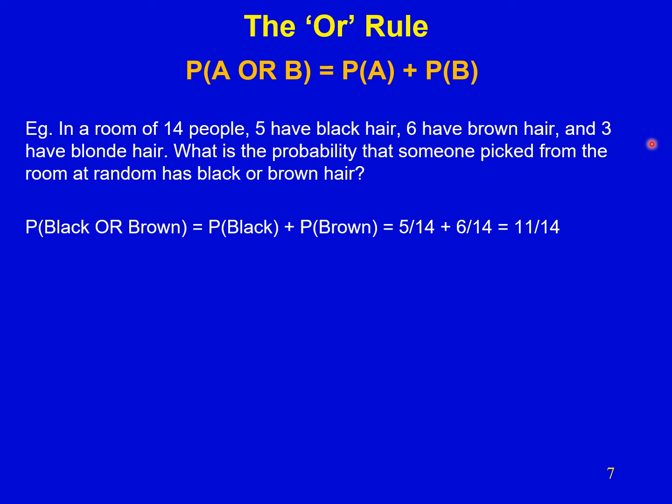So using our formula, the probability of black or brown equals the probability of black plus the probability of brown. The probability of black is going to be 5/14 because there are 14 people altogether, 5 have black hair, so it's 5/14. The probability of someone having brown hair is 6/14. So we add them together, which gives us 11/14.